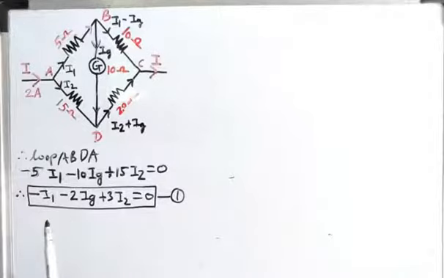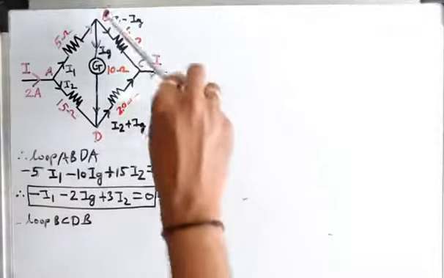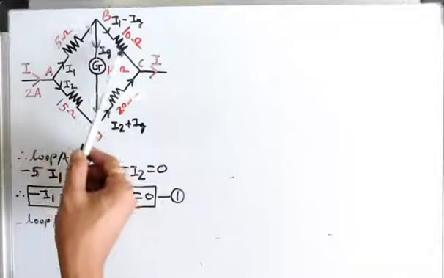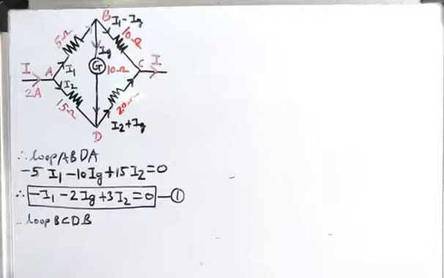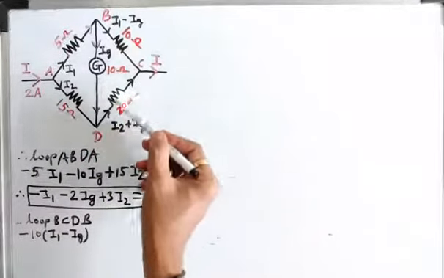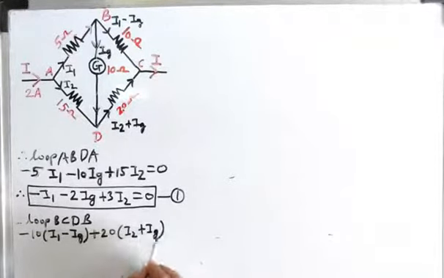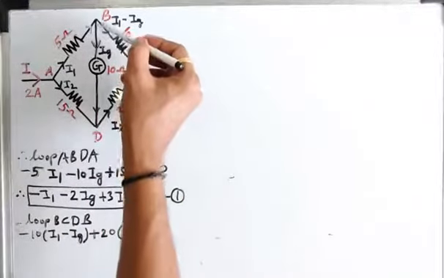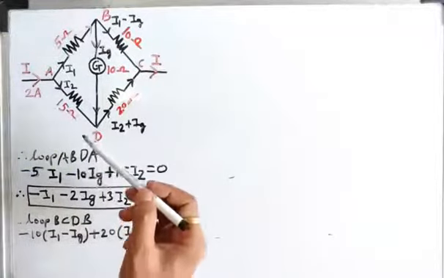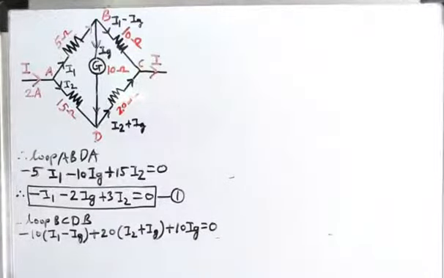Now we are going to apply Kirchhoff's second law to another loop BCDB. Therefore for the loop BCDB, here you can see when we are moving from B to C, the direction of flow of current, that is I1 minus IG, is in the same direction of tracing of the loop. So therefore we can write this as minus 10 (I1 minus IG). Now from C to D, the direction of flow of current is in the upward direction and we are moving in the opposite direction. Therefore we can write this as plus 20 (I2 plus IG). And when we are moving from D to B, the direction of flow of current, that is IG, is in the downward direction from B to D, and we are tracing the loop from D to B. Therefore we can write plus 10 IG is equal to 0.